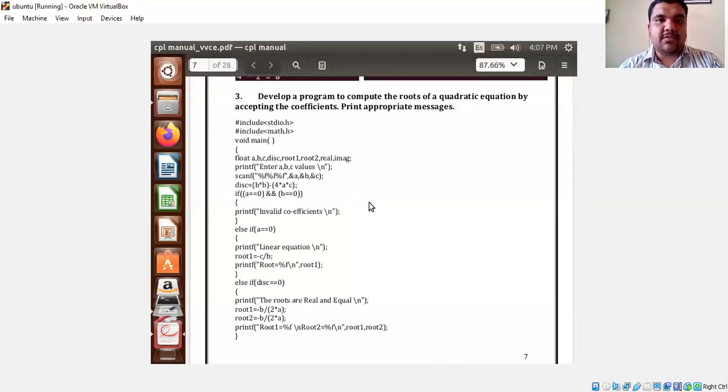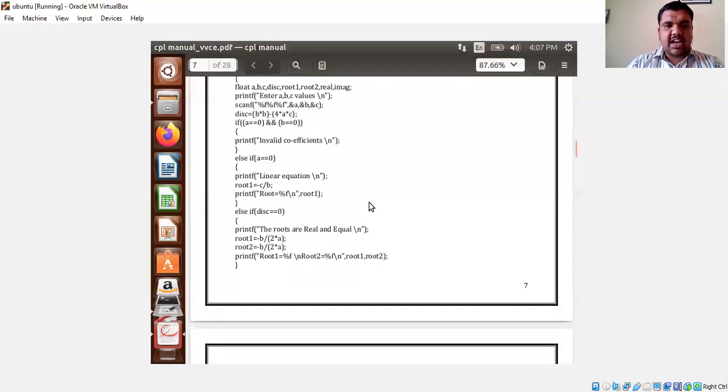Next, we need to check for the nature of the roots of the quadratic equation. First one is if the discriminant value is equal to 0. Then the condition is: roots are real and equal. Separately, we are going to calculate the value of root 1 equal to minus b by 2a, root 2 equal to minus b divided by 2a. As we have said that roots are real and equal, the code can be written as root 1 equal to root 2 equal to minus b divided by 2a. That is also correct. Then we are going to print the values of the two roots.